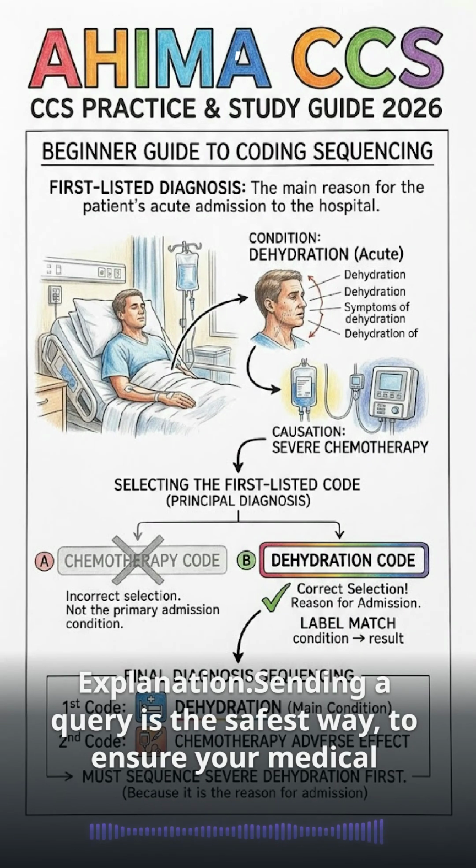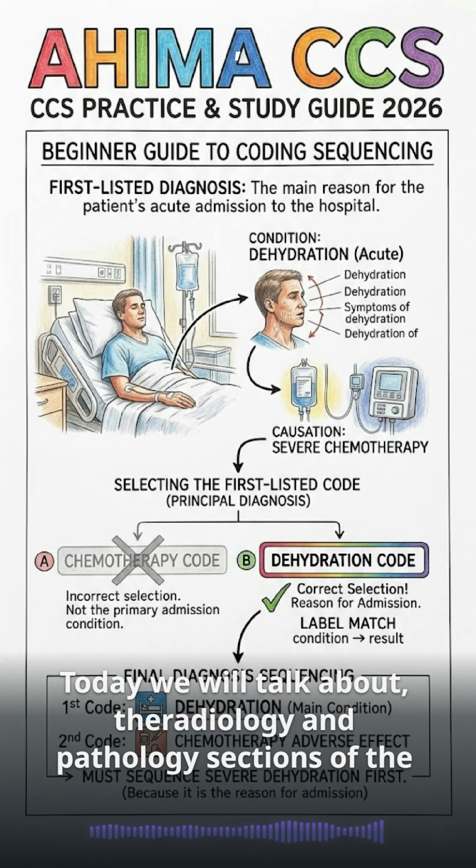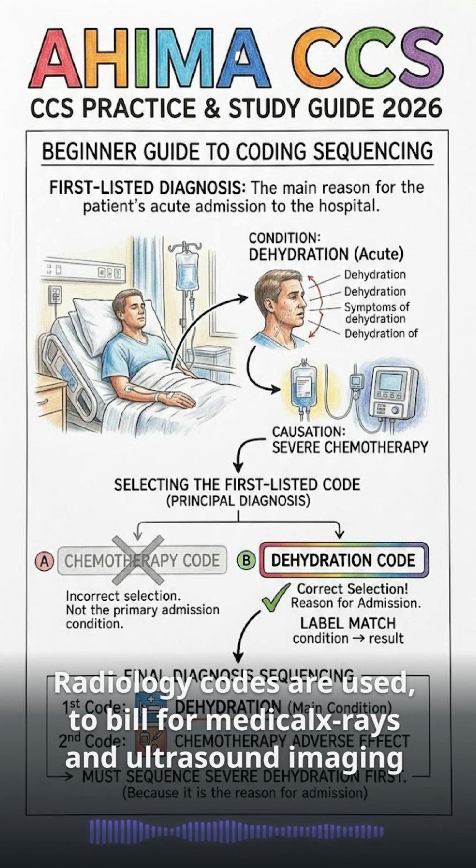Section 5. Welcome back, friends, to the 5th section of our medical coding course today. We are making great progress, and you are learning very important exam rules. Today we will talk about the radiology and pathology sections of the book. Radiology codes are used to bill for medical X-rays and ultrasound imaging scans.